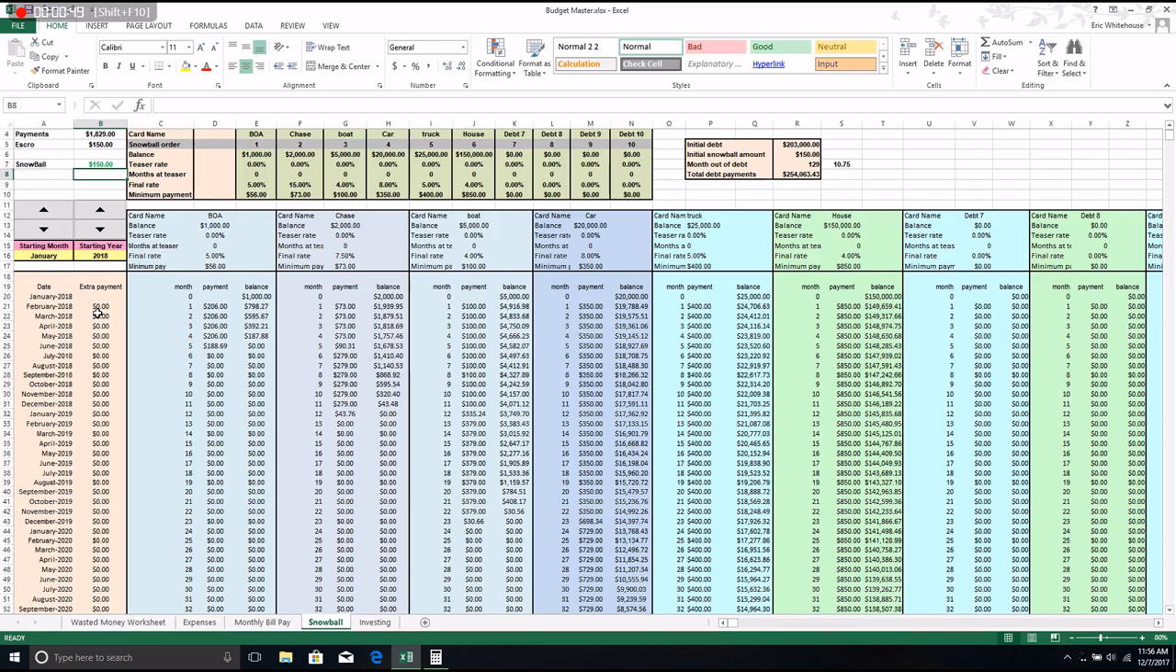But let's say something happened in March and you couldn't pay the 150. You could actually come in and say, well, I only paid 100 that month. You could come in and put minus 50 and adjust it. Honestly, that's going to happen less than the other way. And the other way is going to be when you start to see how fast the balances go down and items pay off, you're going to start increasing that snowball.